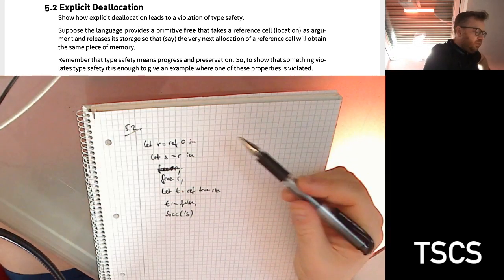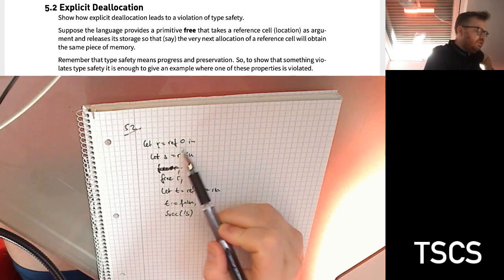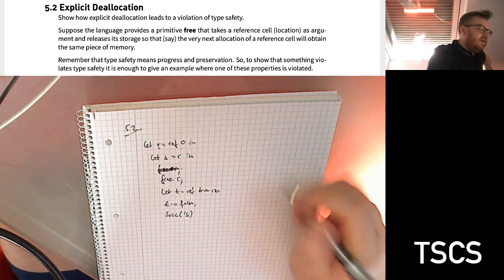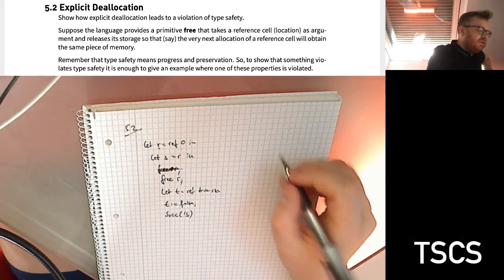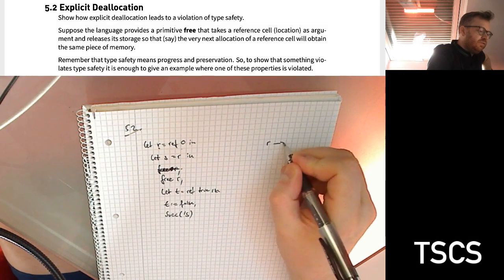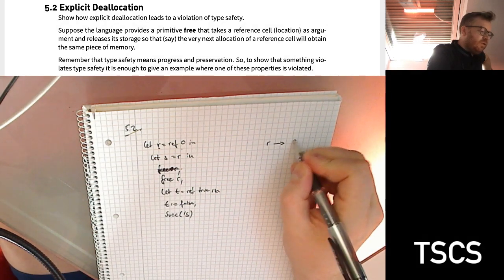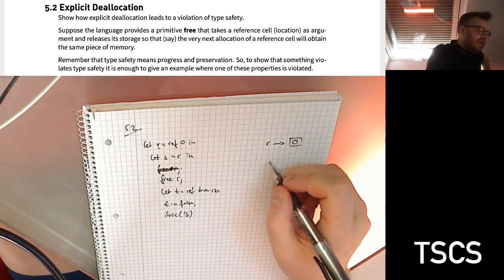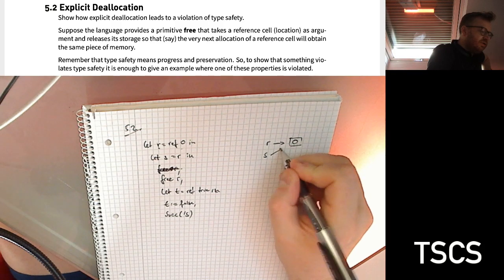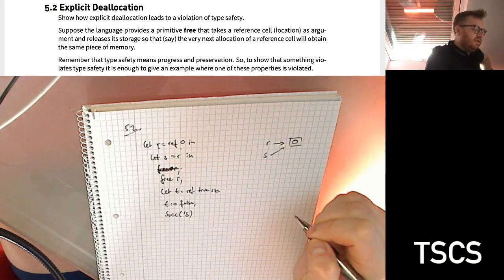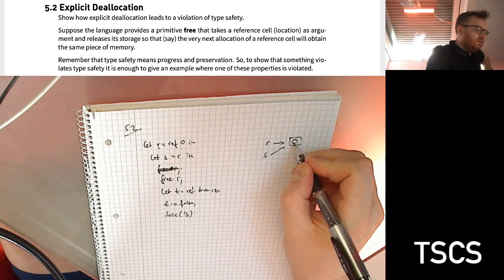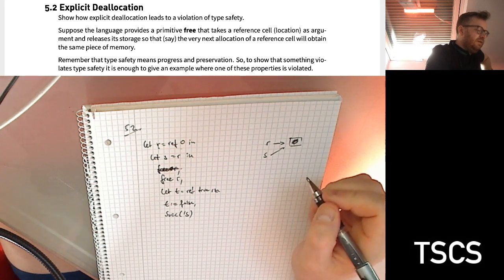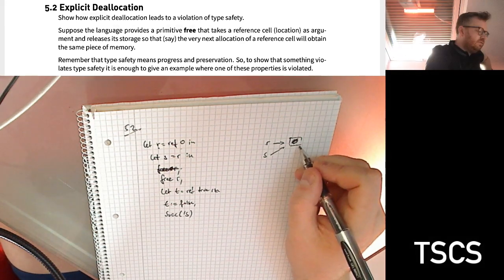So we have R, which is a reference to 0. So let me look at the program state a little bit. We have R, which refers to a cell in memory which contains a 0. And then we have S, which is equal to R, which is a reference to the same memory cell. And then we free R. So this then is freed again, and this cell is available.